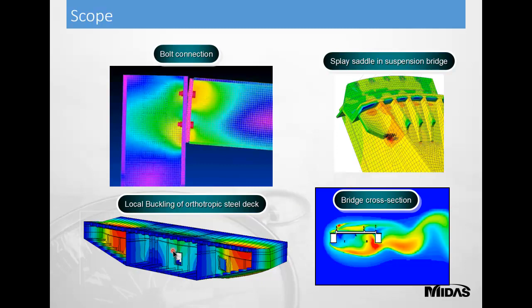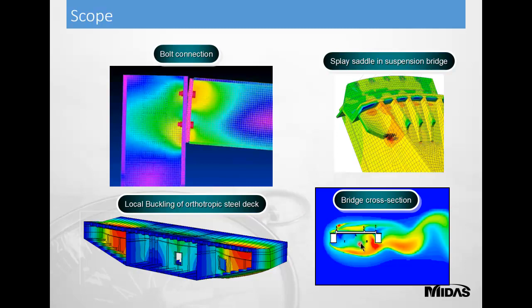Next you can see an orthotropic steel deck over here. If we use frame modeling, local buckling cannot be checked. Yes, design codes give some limits for considering the buckling, but that is again an approximate approach. But for accurate local buckling stresses, we need to model it in MIDAS FEA.